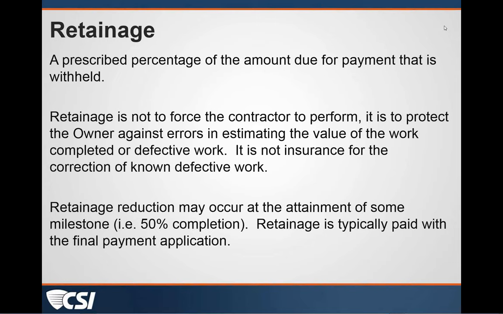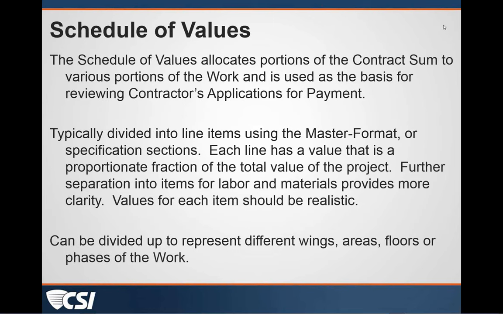Next slide. Schedule of values. The schedule of values is an itemization of the cost of the work. It allocates a dollar amount to different portions of the work, and it should total up to the total contract sum amount. Typically, it's divided up using the CSI MasterFormat, or your specification sections, which are typically based on the MasterFormat. So each line item has a value that's proportionate to the fraction of the total value of the project. And for further clarification, you can have it broken down into labor and materials.